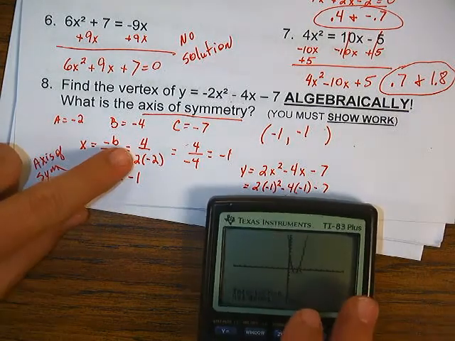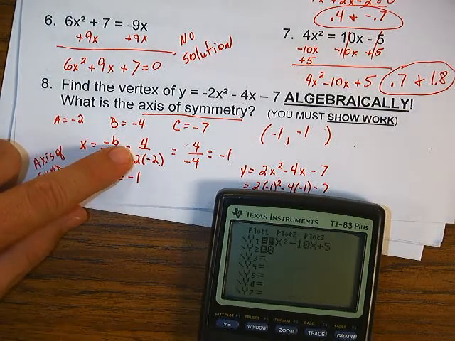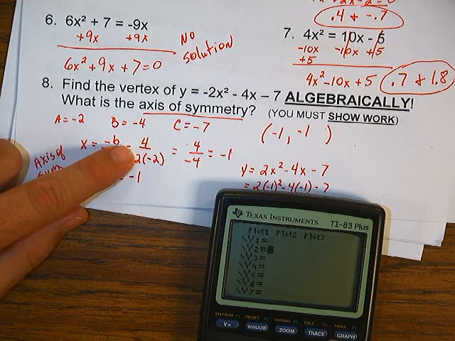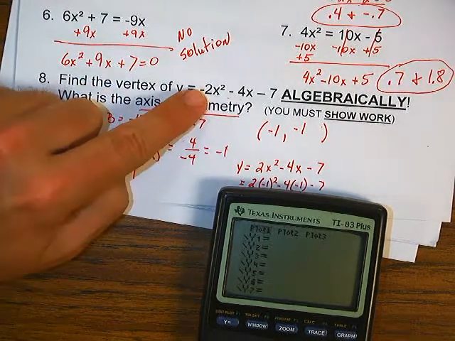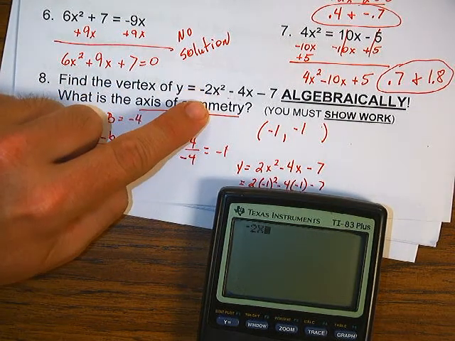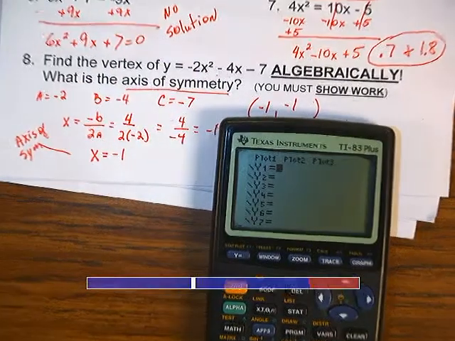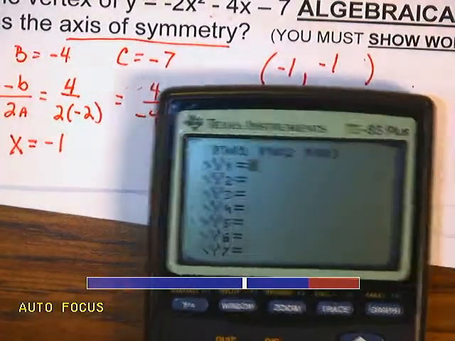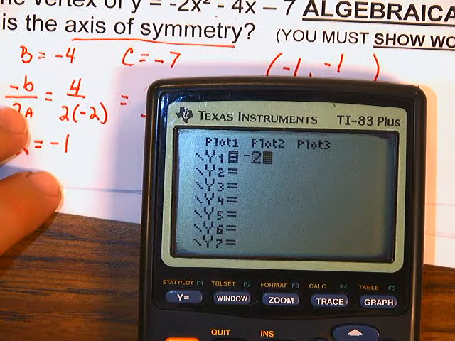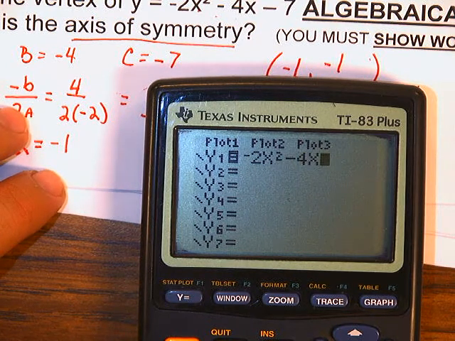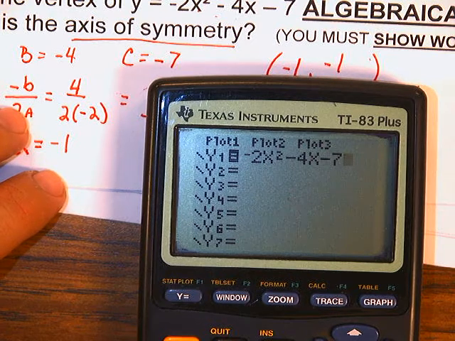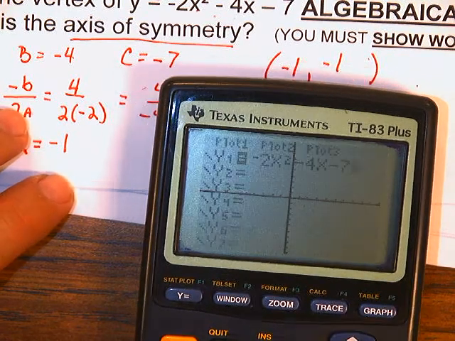Once you get here, if you want to, you can go to your y equals. Clear this out. Let's put this equation in y equals, negative 2x squared minus 4x minus 7. Okay, graph it.